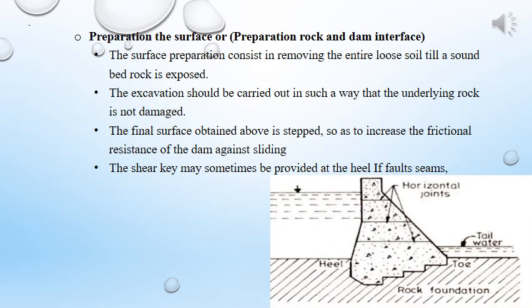So, for stable support and safeguard against sliding, we prepare the surface. Surface preparation consists in removing all the loose soil till the sound bedrock is exposed. The excavation should be carried out in such a way that the underlying rock is not damaged, and the final surface obtained is stepped, so as to increase the frictional resistance of the dam against sliding. Also, a shear key may sometimes be provided at the heel.